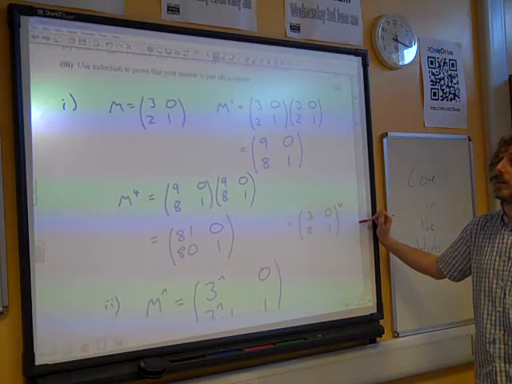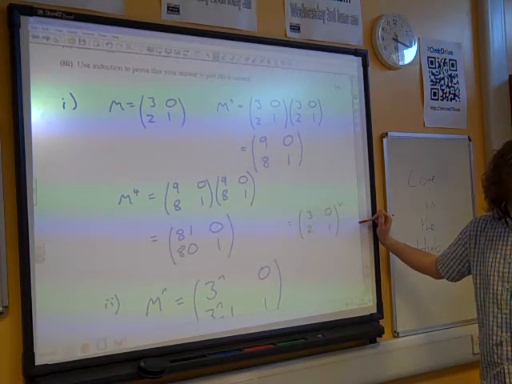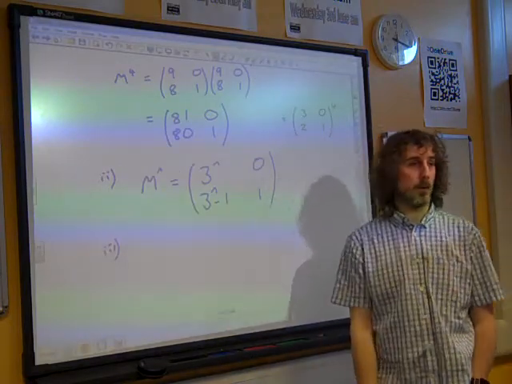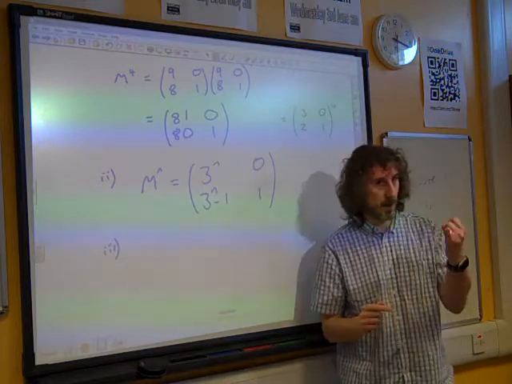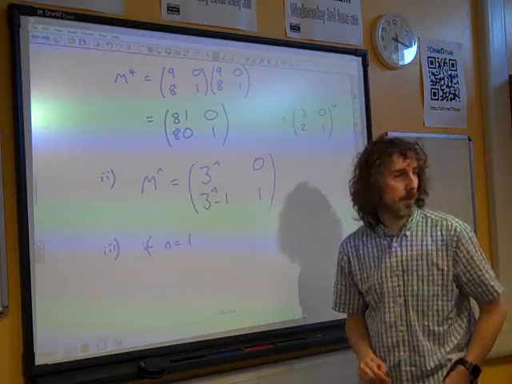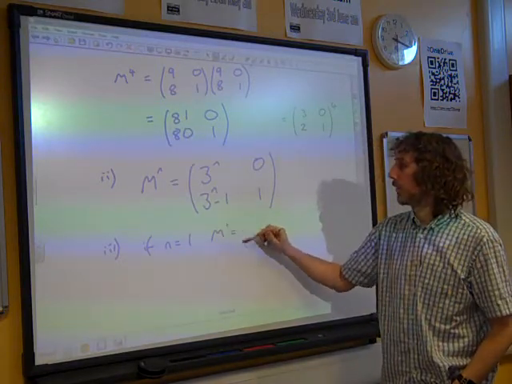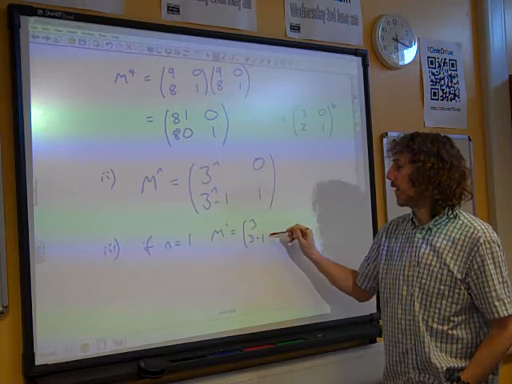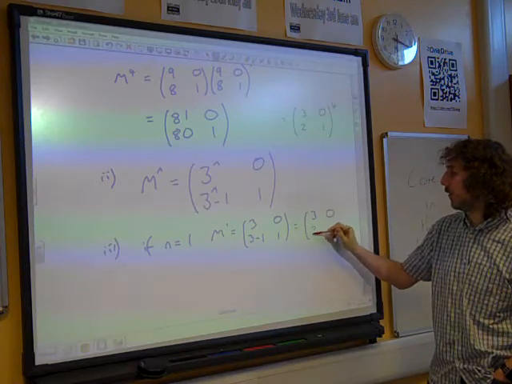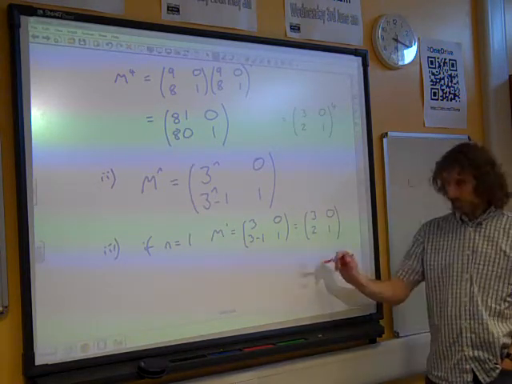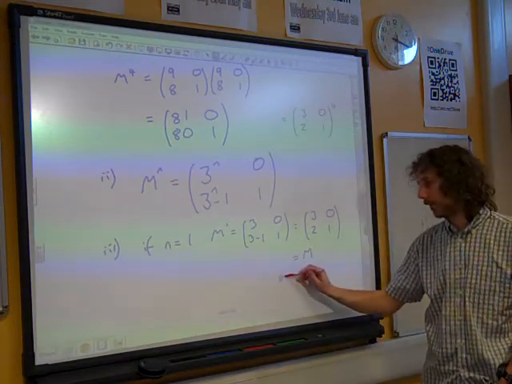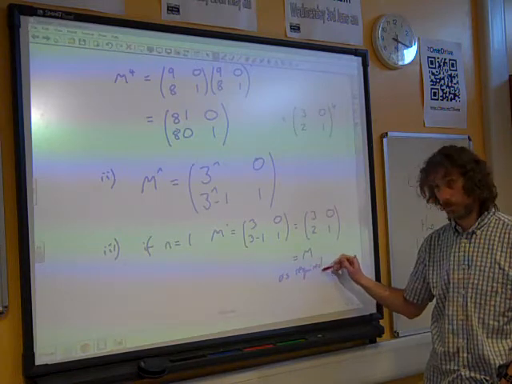Use induction to prove that your answer to part 2 is correct, and you're in a bit of trouble if your answer to part 2 wasn't. So part 3, use induction to prove this. We're going to start with n being 1. Let's make sure this works for n equals 1. M to the 1 equals 3, 0, 3 minus 1, 1, which is 3, 0, 2, 1, which equals M as required. Great, so it's true for n equals 1.